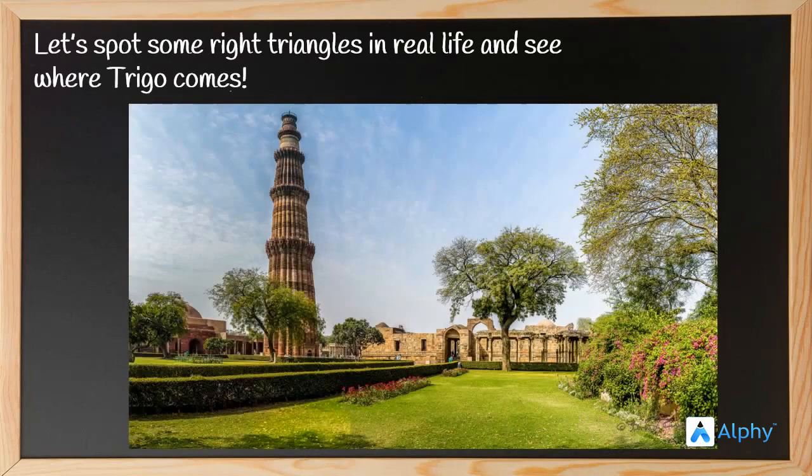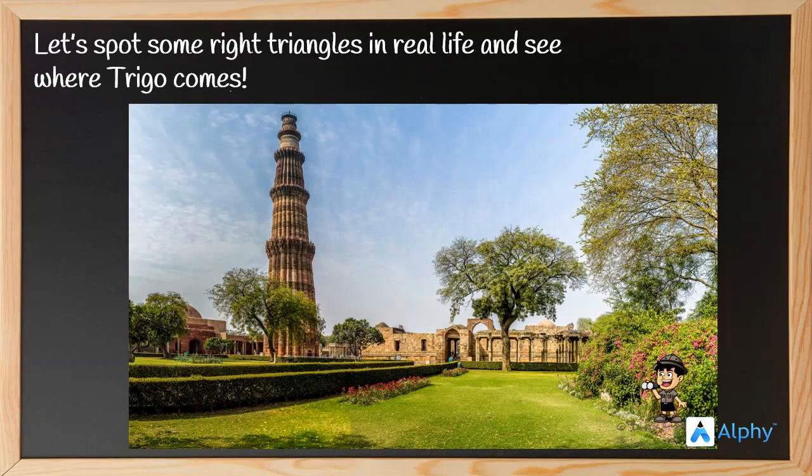Here we have the Qutub Minar monument. Now imagine there is a boy standing right here. Alright, I hope you can see him among the bushes. He is trying to look at the top of the Qutub Minar. Someone comes up to him and asks him to find the height of this monument without actually climbing it. How is this possible? He can easily do this if he knows some trigonometry.